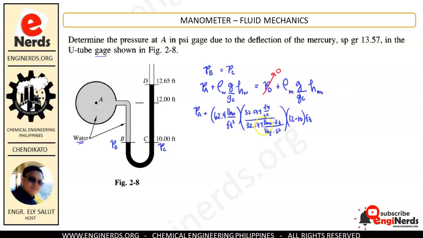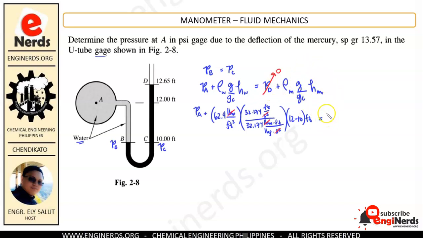So, our unit here will be, pound mass will be cancelled out. Our second squared will be cancelled out. So, we have here, in our numerator, we have feet and feet. In our denominator, we have cubic feet and feet. So, therefore, our unit here will be pound force per feet squared, no? So, we have to take note of our unit. So, moving on, this is equal to, our PD is equal to 0.